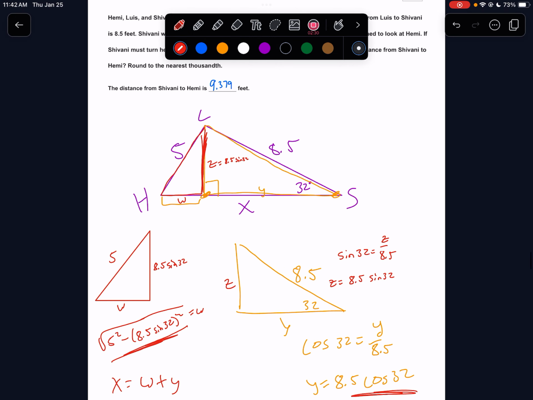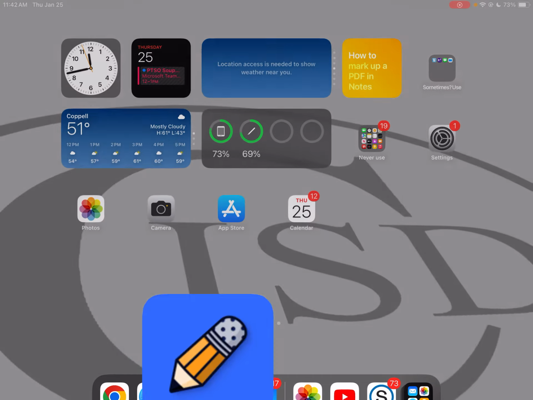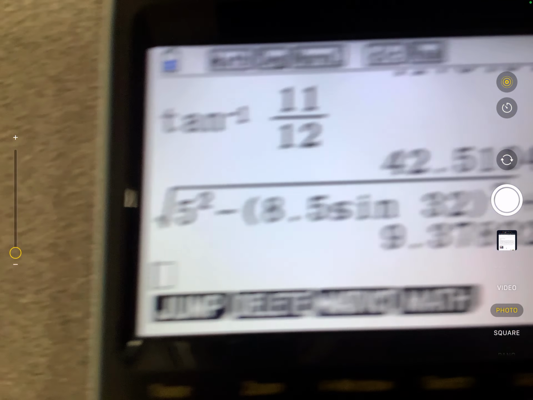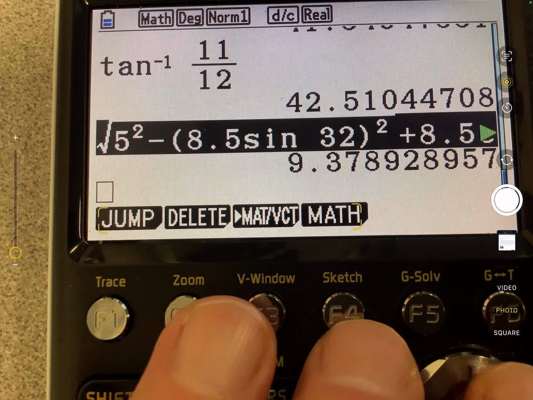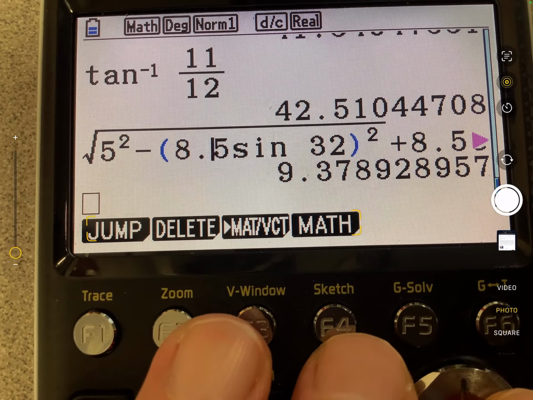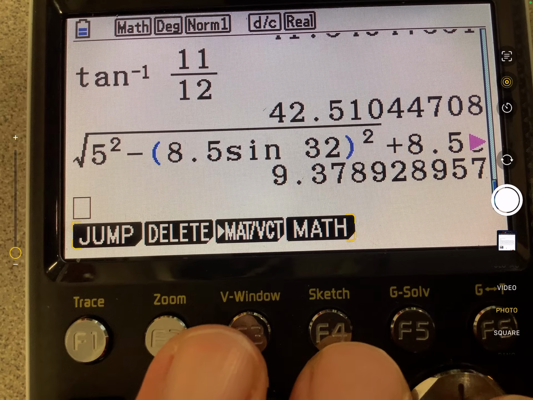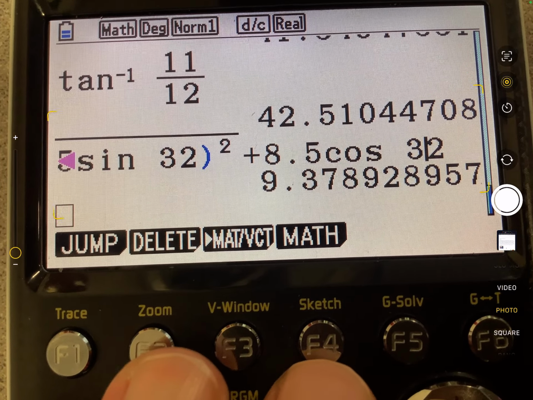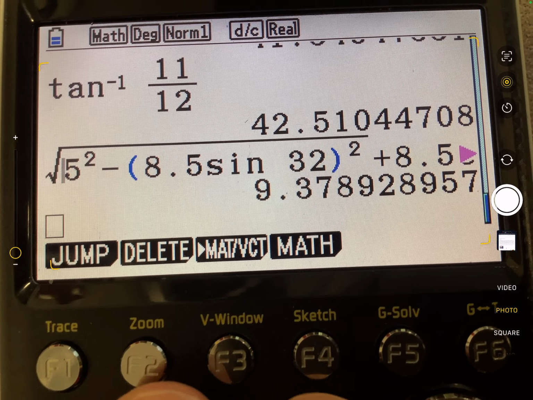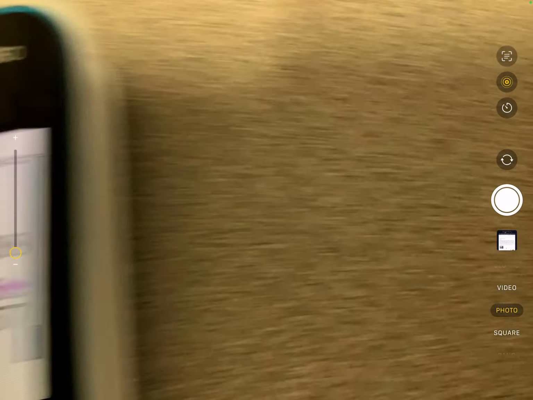A lot of work. Let me show you what my calculator screen looks like just so you understand what's going on here. Look what I typed in, exactly like I wrote it: square root of 5 squared minus parentheses around all that squared. Get out of the square root, plus 8.5 cosine 32. And it rounds to 9.379.